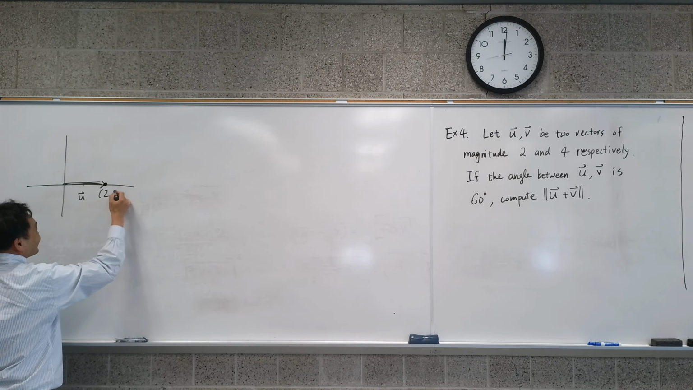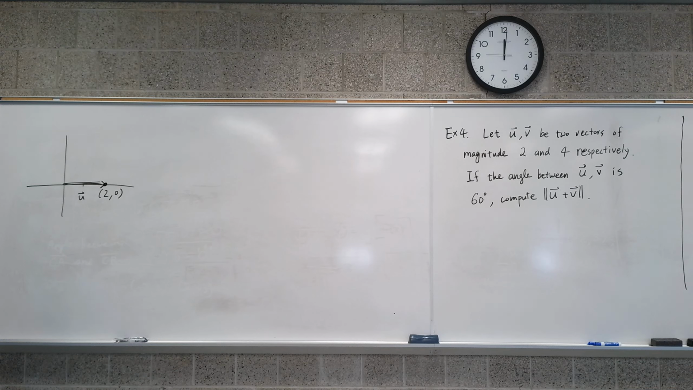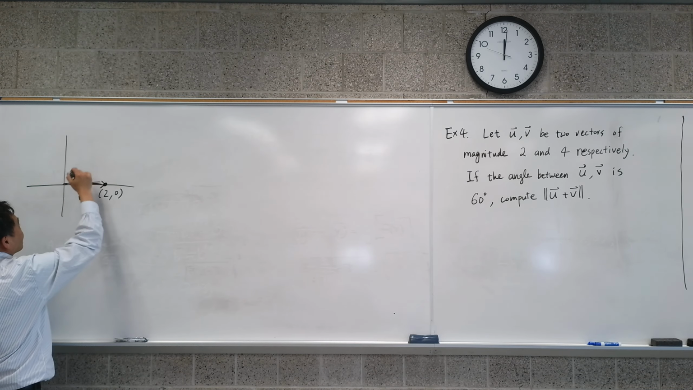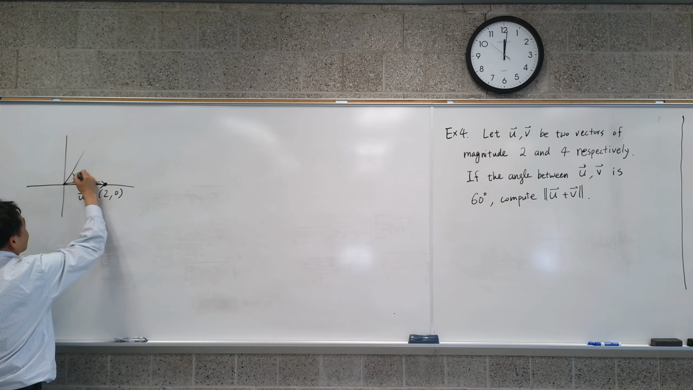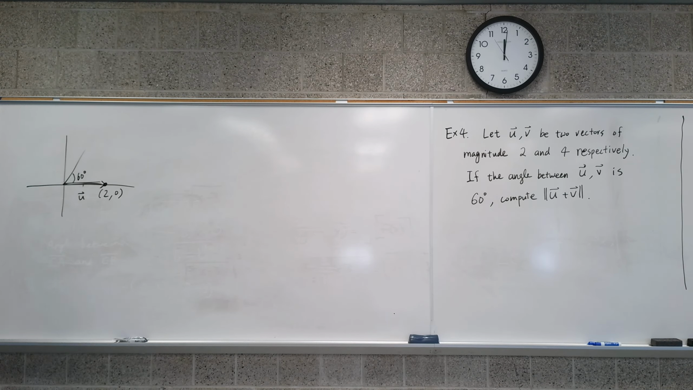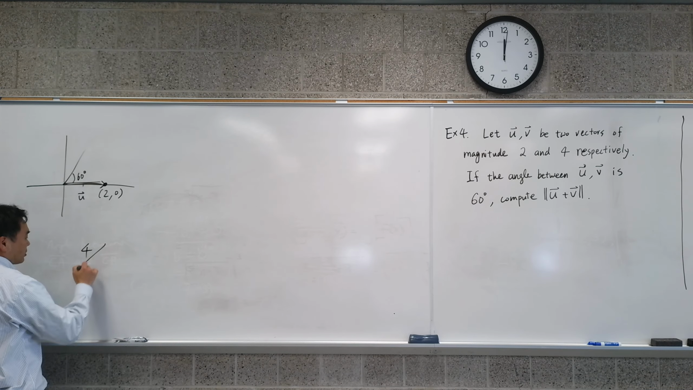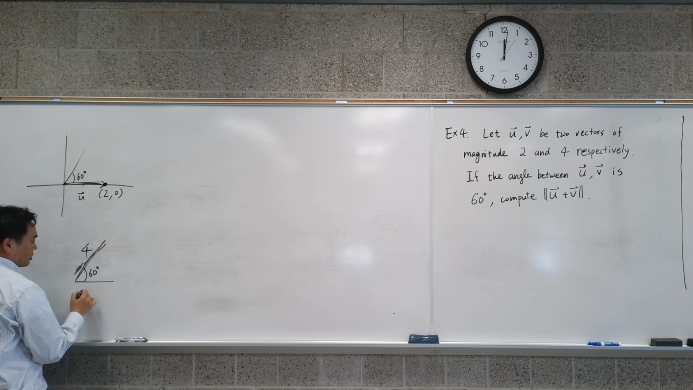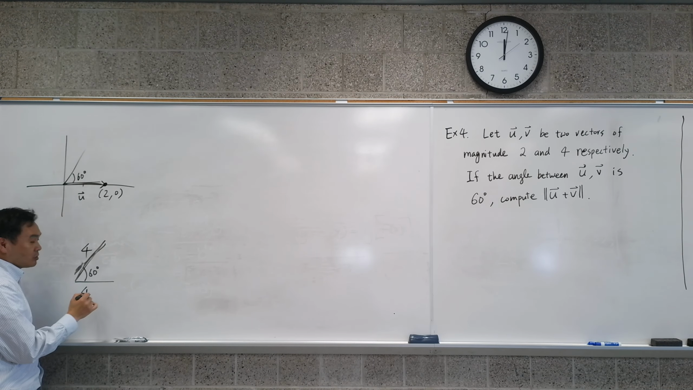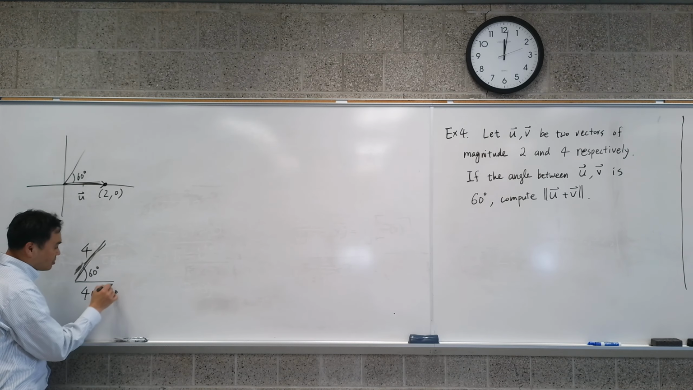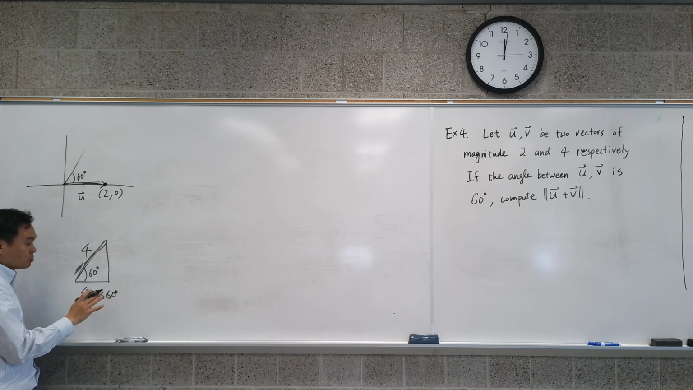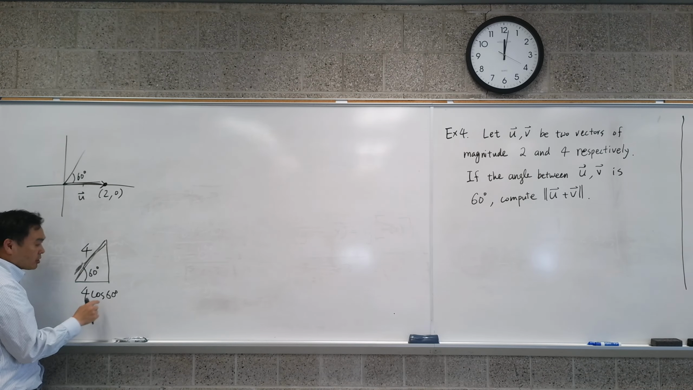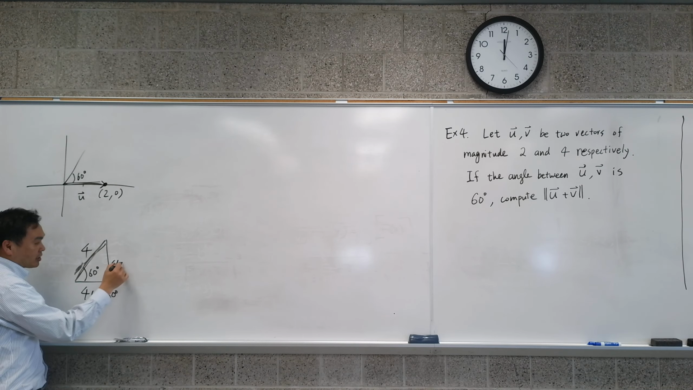Good thought. And then v would be length 4, but it should have 60 degrees like that, right? So if you have length 4 and this is 60 degrees, then we know that this length is 4 times cosine 60. Very good. This is so important for your other classes. You have to memorize them. When you have the angle in between, this is the cosine. And this other side would be 4 sine.